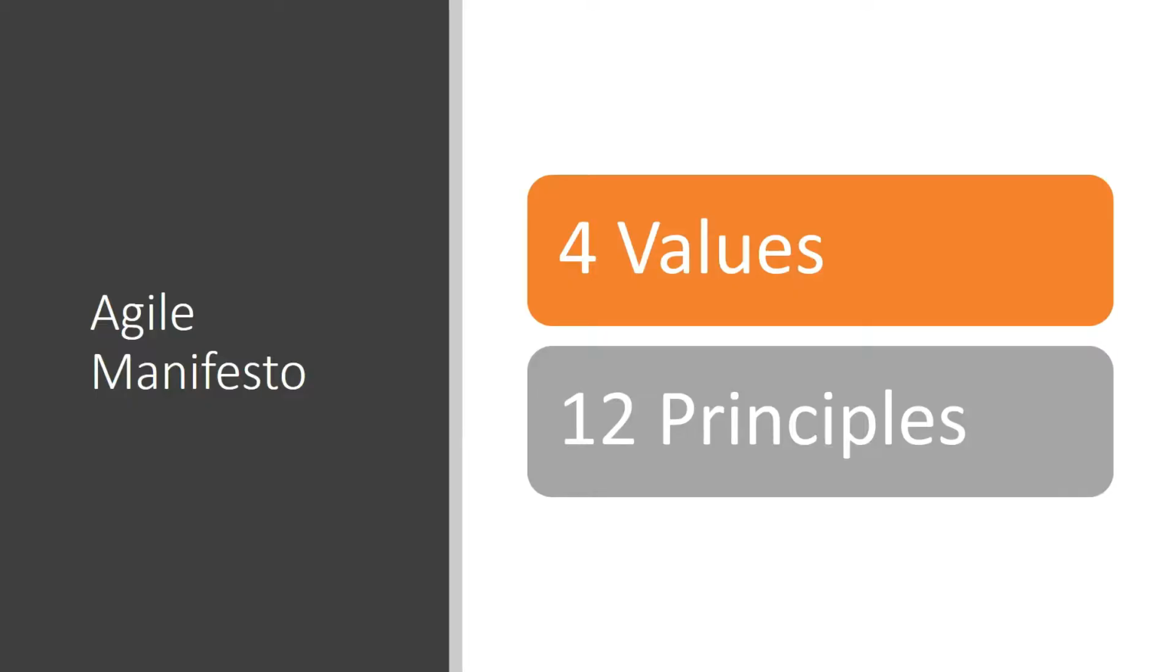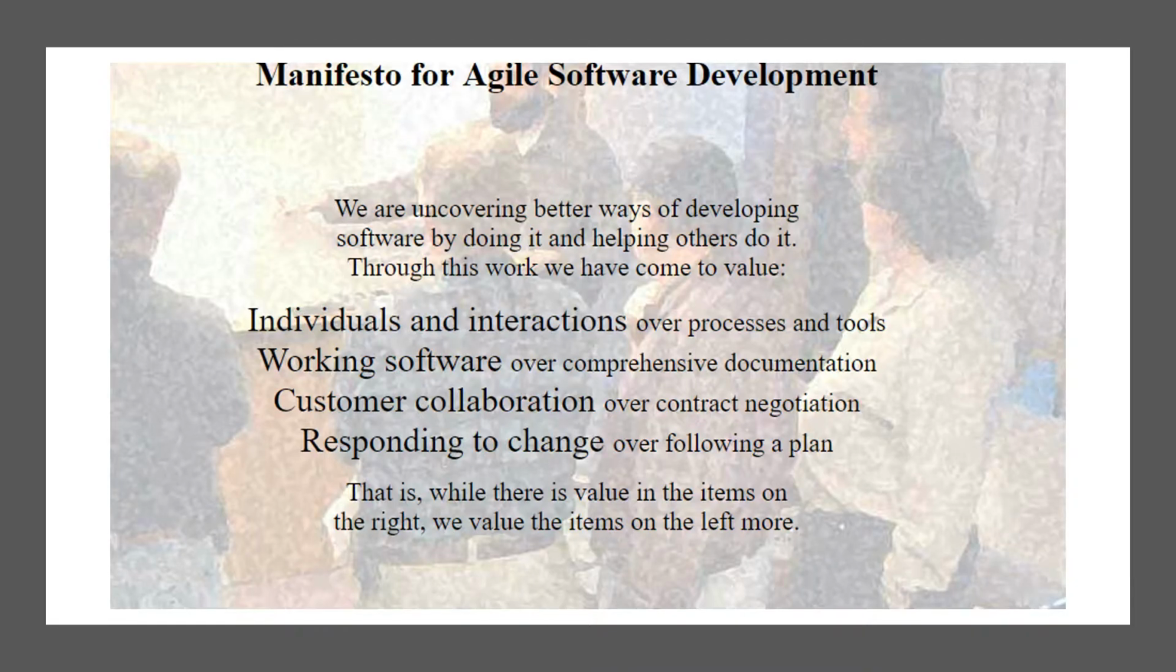So what is this Agile Manifesto that these 17 people put together? In it, there are 4 values and 12 principles. Here are the 4 values that they came up with.